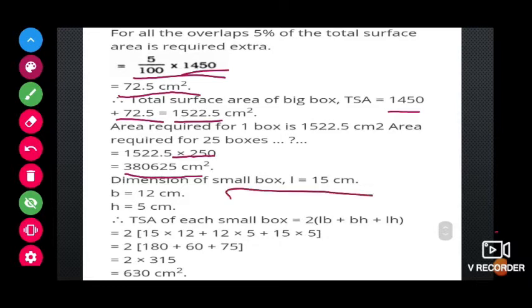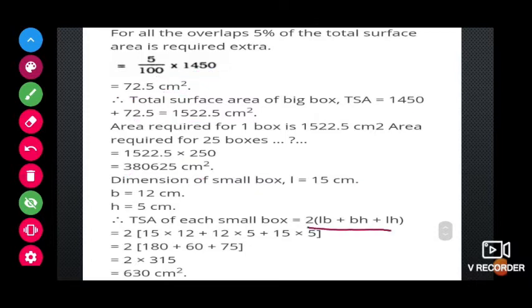Now the dimensions of the small box are 15, 12 and 5 centimeters. Again, in the same way, the total surface area of a box is 2 into LB plus BH plus LH. If we substitute, we will get 630 centimeter square.